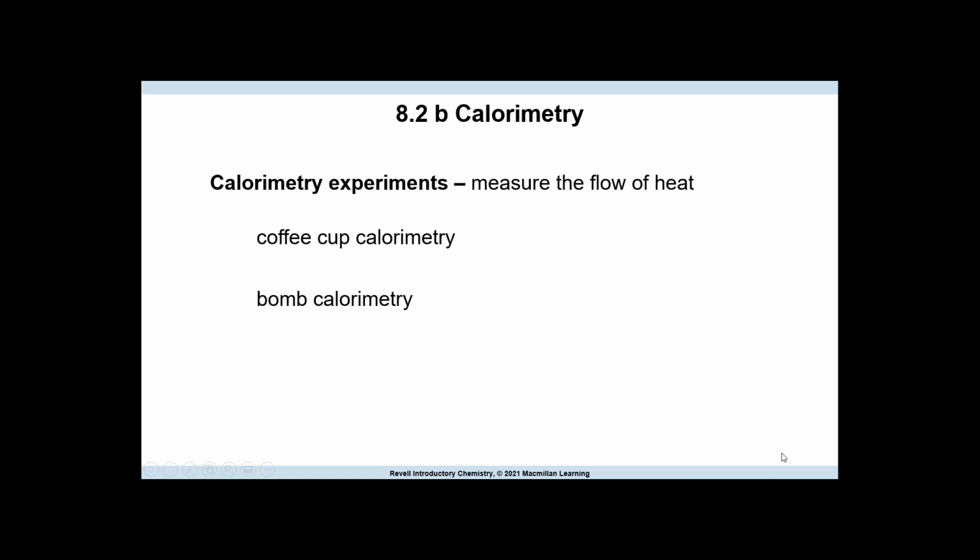Hi class, we are now on chapter 8.2b. We're going to deal with calorimetry.